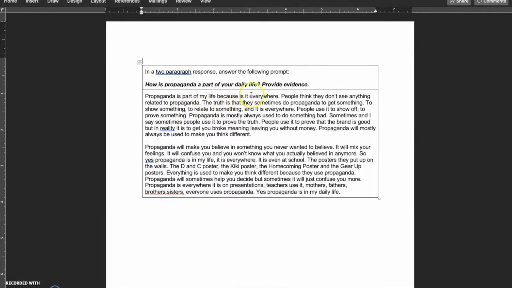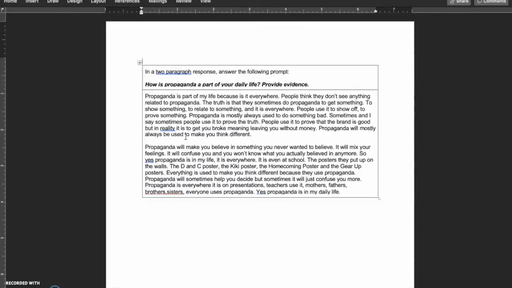Propaganda is part of my life because it is everywhere. People think they don't see anything related to propaganda. The truth is that they sometimes do propaganda to get something, to show something, to relate to something, and it is everywhere. People use it to show off, to prove something. Propaganda is mostly always used to do something bad. Sometimes, and I say sometimes, people use it to prove the truth. People use it to prove that the brand is good, but in reality, it is to get you broke, meaning leaving you without money. Propaganda will mostly always be used to make you think different.